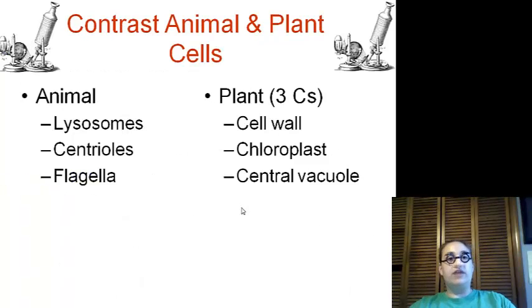When we look at the contrast, animal cells have lysosomes, centrioles, and flagella, whereas the plants do not. But the plants have the 3 C's. It has the cell wall, the chloroplast, and the central vacuole.